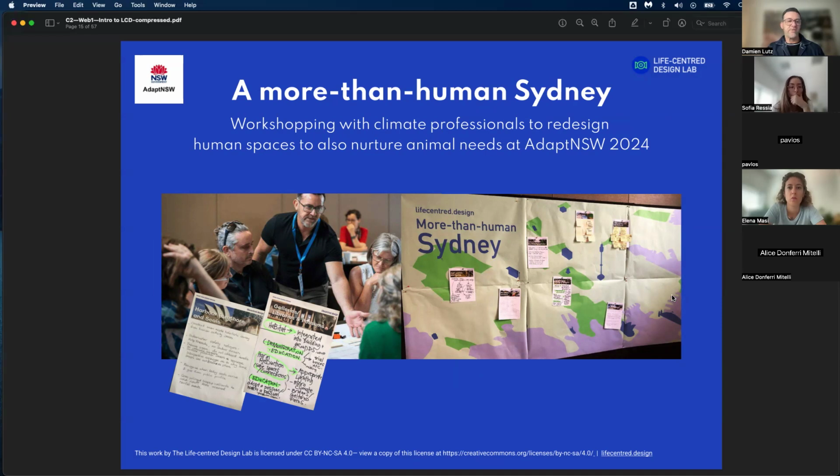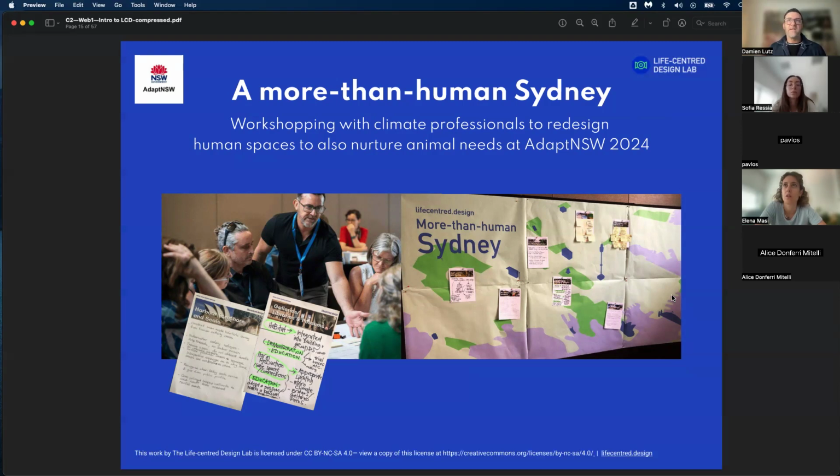Adapt New South Wales. New South Wales is a state here in Australia where I live, and Adapt New South Wales is about adapting to climate change. So it's recognizing that climate change is happening. It's not just mitigating, we've got to adapt to it as well. Adapt New South Wales is a really great conference, and we explored how to design a more than human Sydney. Sydney is my hometown.